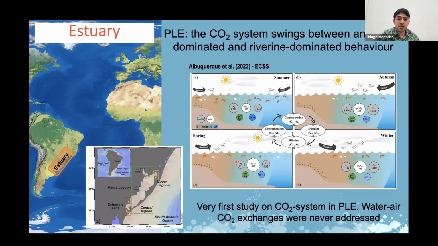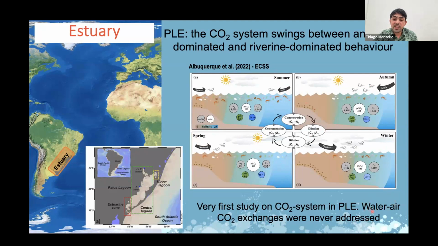And in this paper, Cynthia Albuquerque and collaborators describe the seasonal cycle of the CO2 system. And they discovered that the CO2 system swings between being ocean dominated, that is dominated by the intrusion of seawater, essentially driven by wind forcing, and this occurs essentially during the summer and the autumn, and behaving as a riverine-dominated region, mainly in the spring and the winter, when the river discharge is higher.